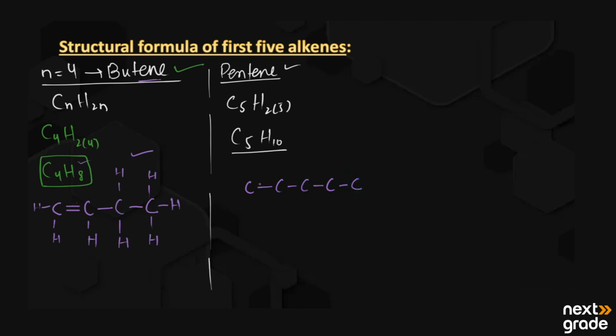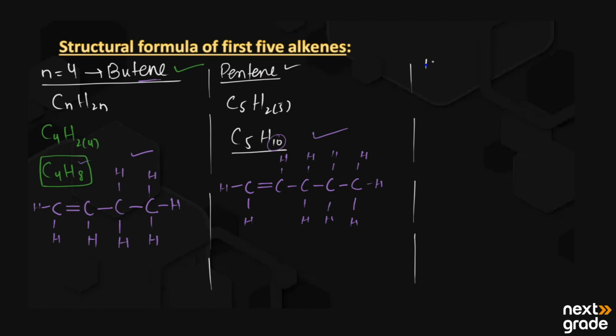2 carbon atoms will have a double bond as it is the alkene. Next we arrange 10 hydrogen atoms around the carbon atoms. It will have 2 hydrogens, having 3, so just have 1. This carbon will have 2 hydrogens, this will have 2, and the last one will have 3 hydrogens. So this is a simple formula for the pentene. After that we have the formula for the hexene.